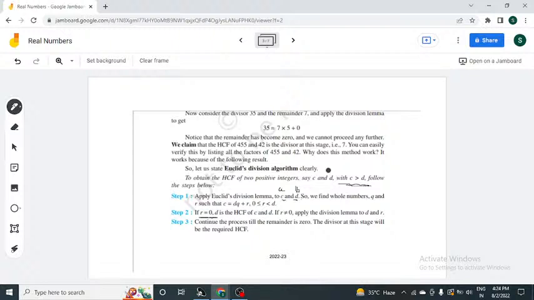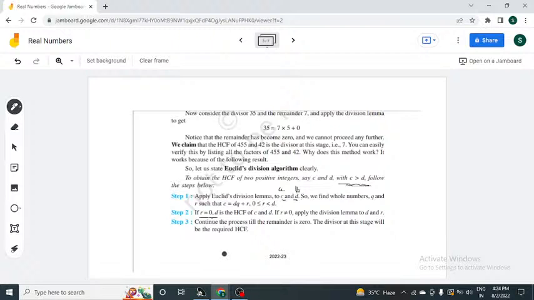So it's very simple. You have to continuously apply the lemma, making sure that after you have applied the first step, for the second step you are going to take B and R and put that in the lemma. And till when do we have to continue? We have to continue till the remainder becomes 0. And this is Euclid's division algorithm, wherein we have defined 3 steps.